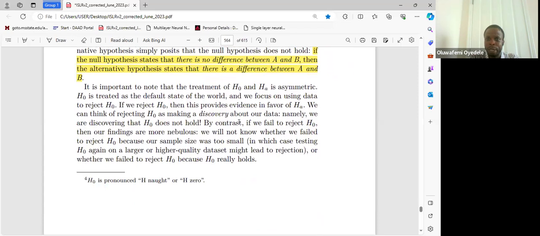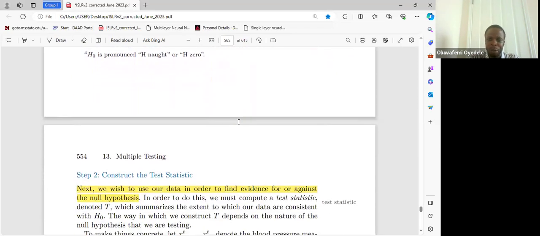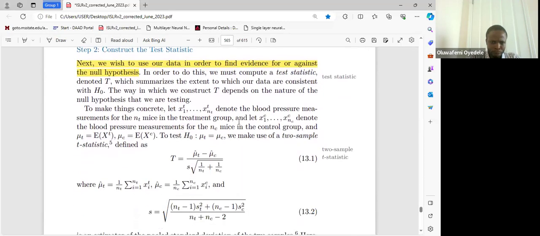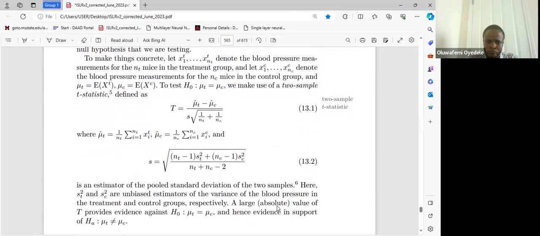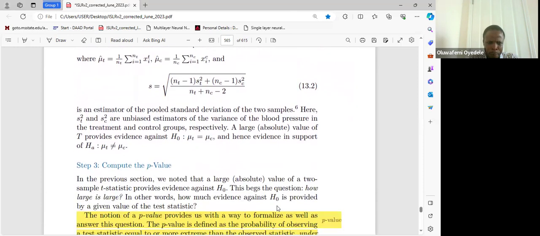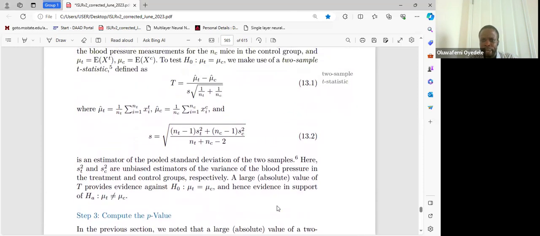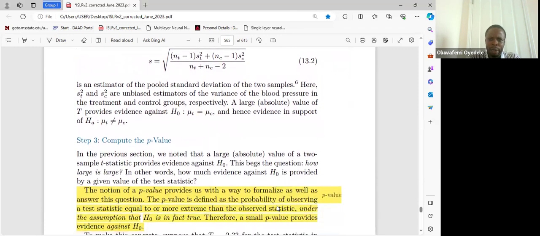The next thing they talk about is carrying out the test by constructing the test statistic. Within the test statistic, they come forward with equations 13.1 and 13.2. Once we have this in place, we are going to generate the test statistic.